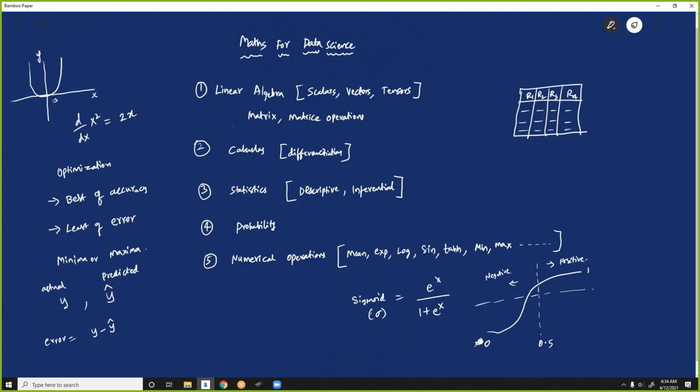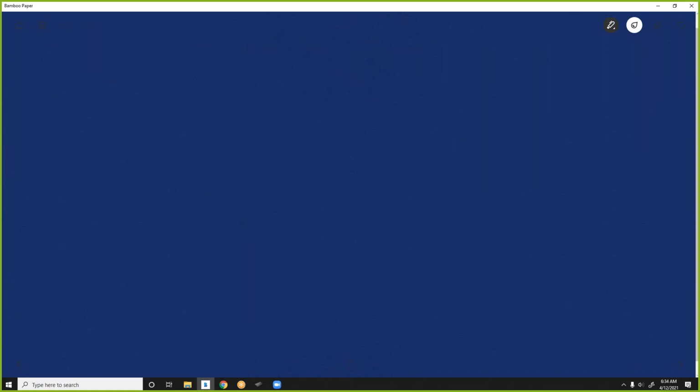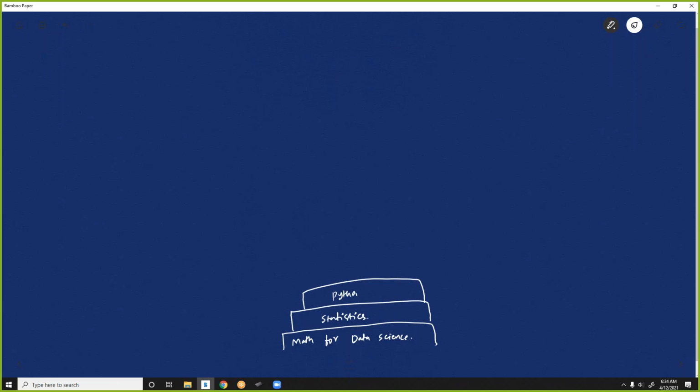So let us try to create a kind of a mind map of how this entire stuff would be looking. I generally create a mind map. So we will start with math for data science, and then we will look at statistics. Then we'll talk about Python. In the math for data science, we are looking at differentiation. We are looking at matrices, operations, and a lot of other things. And in statistics, we are looking at descriptive and inferential.